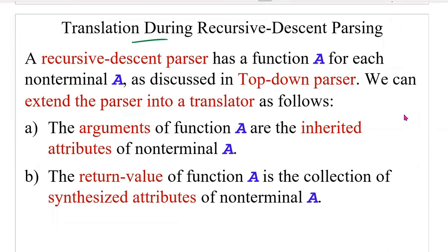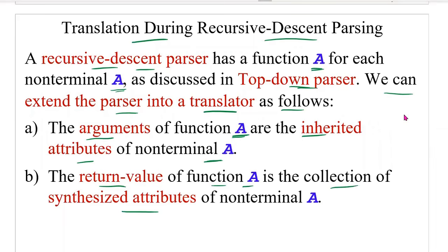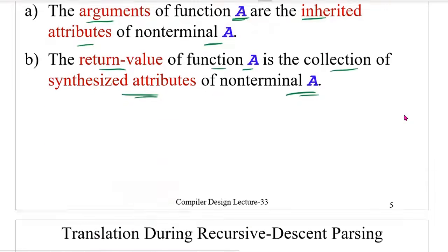First one, translation during recursive-descent parsing, that is a top-down parser. A recursive-descent parser has a function A for each non-terminal A, as discussed in top-down parsing. We can extend the parser into a translator as follows. First, the arguments of the function A are the inherited attributes of the non-terminal A. Then the return value of the function A is the collection of synthesized attributes of non-terminal A.